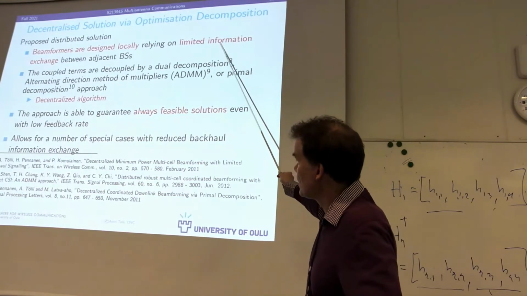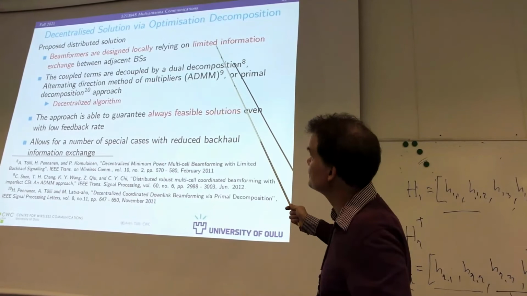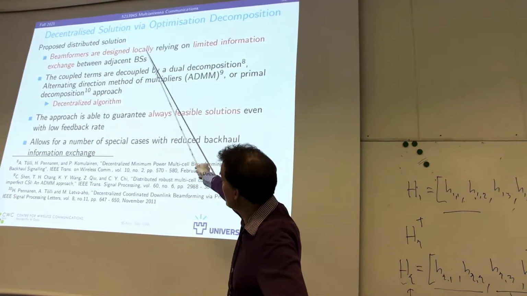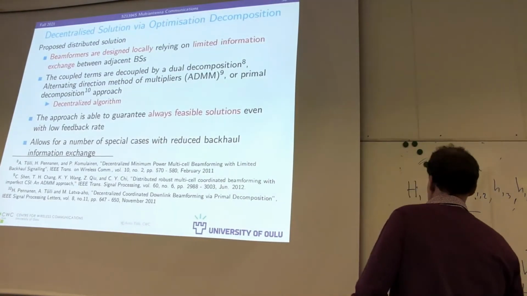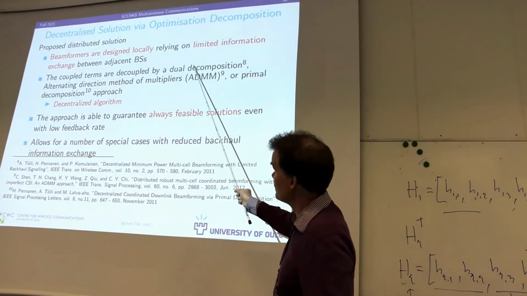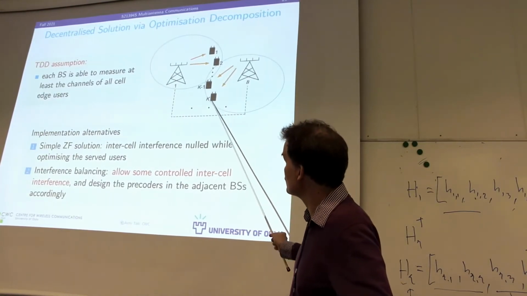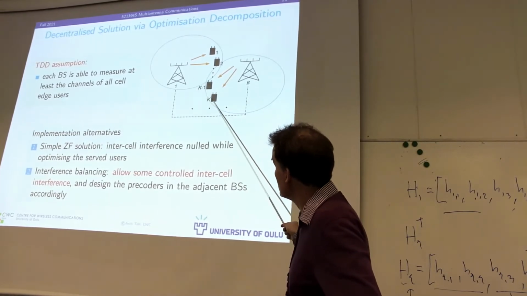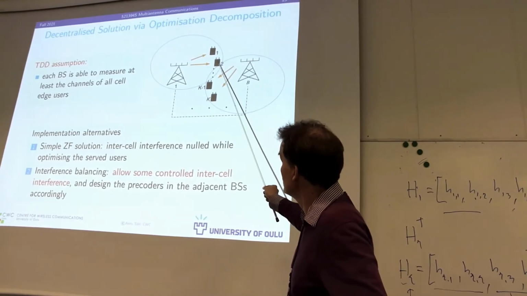All right, some background. By doing this distributed solution, we have local beamformers designed just based on that local channel knowledge. But then we exchange some limited information between adjacent base stations. Basically, the information is related to how much interference this base station can cause to these 2 users, and how much this base station can cause to these users.